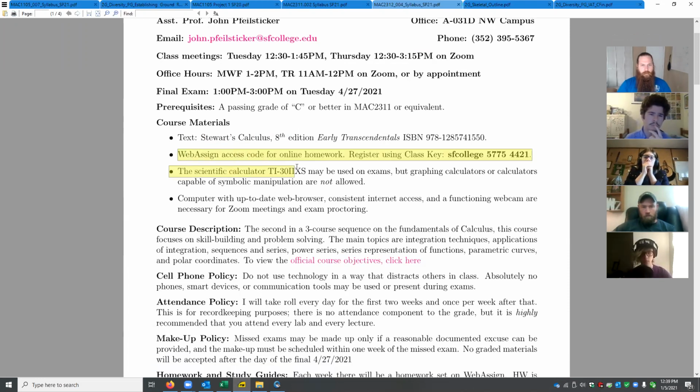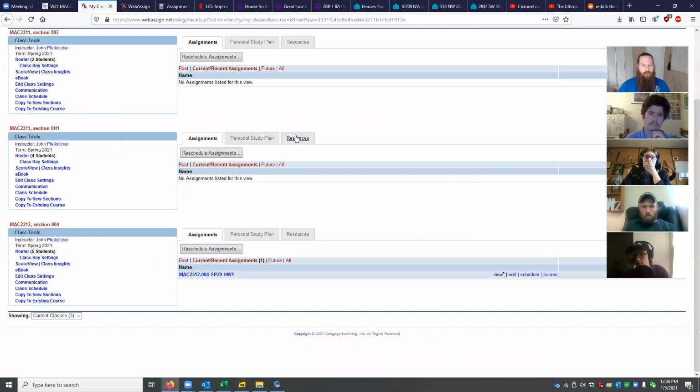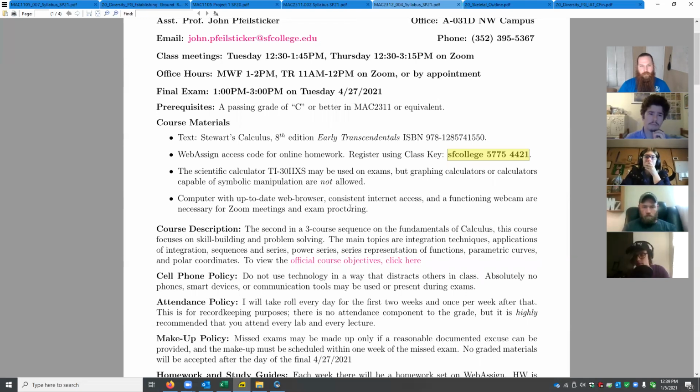WebAssign access code, I explained this already. This is what you need to tell WebAssign, yeah, I want to go into this guy's class, right? This particular version of Calc 2 that's being run by Professor Filesticker at Santa Fe College. This is the code you give them there. I forget what they call it. What was it? I think class key, yeah, not course ID.